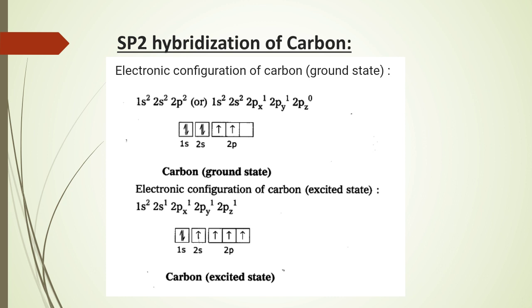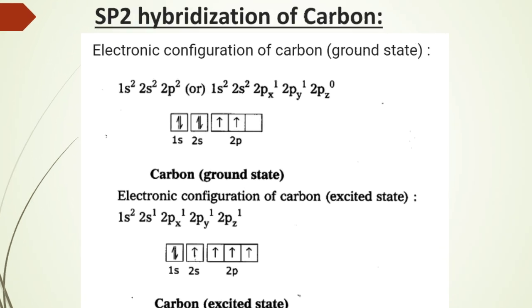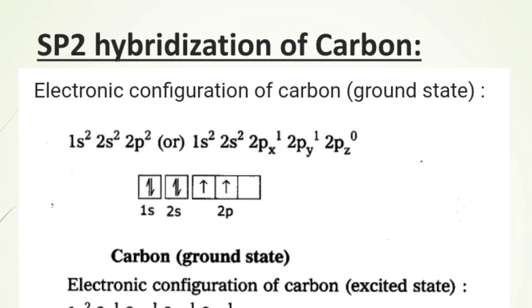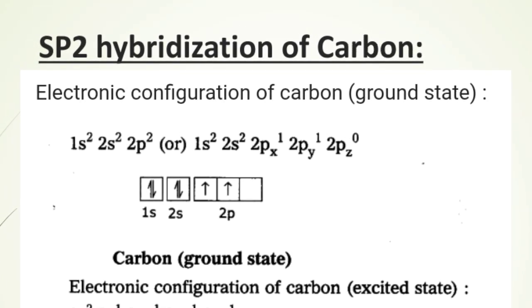In sp2 hybridization of the carbon atom, we first need to know the ground state electronic configuration of carbon. We know there are 6 electrons in the carbon atom because the atomic number of carbon is 6, and they are arranged in this manner. In the 1s orbital there are 2 electrons, and in the 2s orbital there are also 2 electrons.